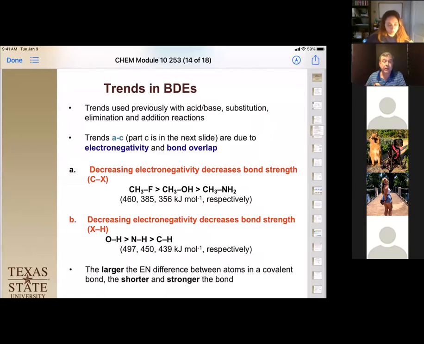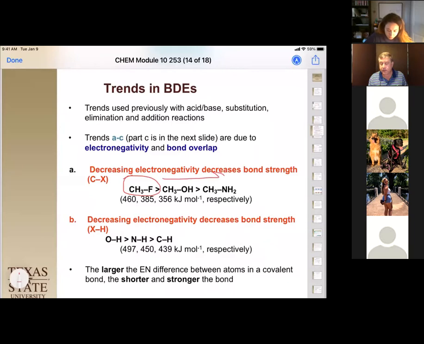But there are some general trends, just like there was in acidity and basicity, there are general trends in bond dissociation energy as well. In fact, there's some of the same trends, okay? So the first thing is decreasing electronegativity decreases bond strength, okay? Think about that. The fluorine carbon bond is very short and very strong. So it's going to have a higher bond dissociation energy than something that is less electronegative. It's a slightly longer bond and a slightly longer bond. So decreasing electronegativity decreases bond strength, okay? The fluorine carbon bond is one of our strongest bonds.